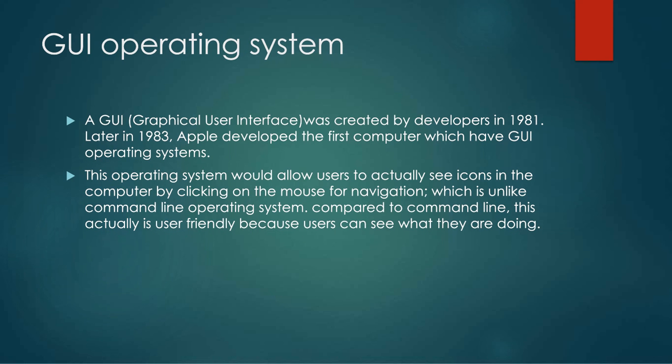So GUI stands for graphical user interface, which was developed in 1981. Later in 1983, Apple developed the first computer which had GUI operating systems. So this operating system would allow users to actually see the icons in the computer by clicking on the mouse for navigation, which is unlike command line operating system. Compared to command line, this is actually user friendly because the user can see what they are doing, which is why I think people know how to use computers now. And anyone can use a computer, even your grandparents.